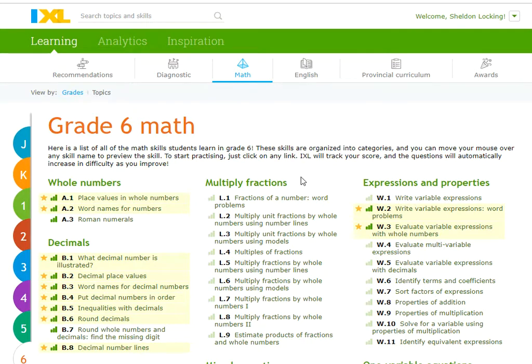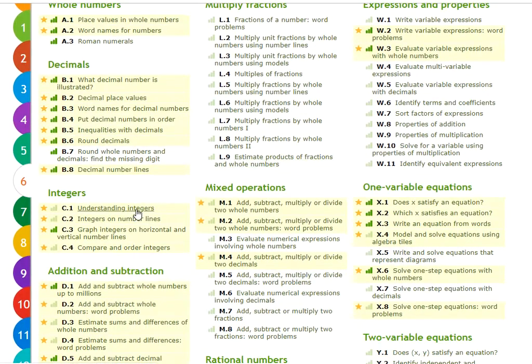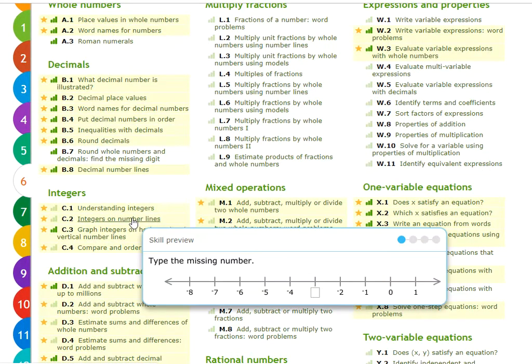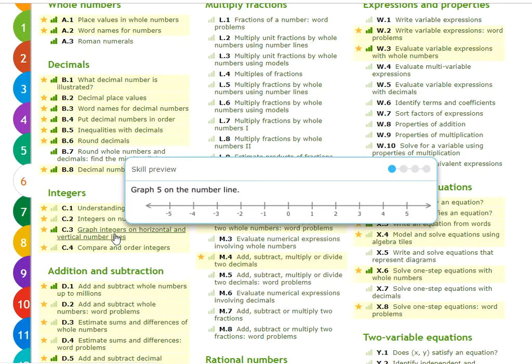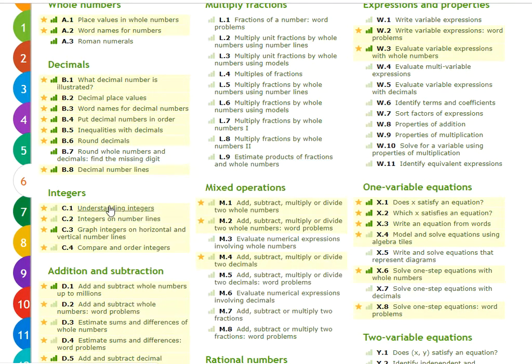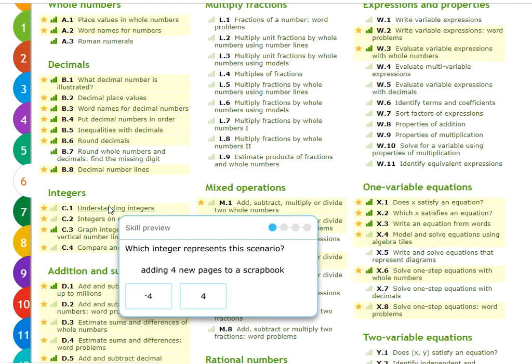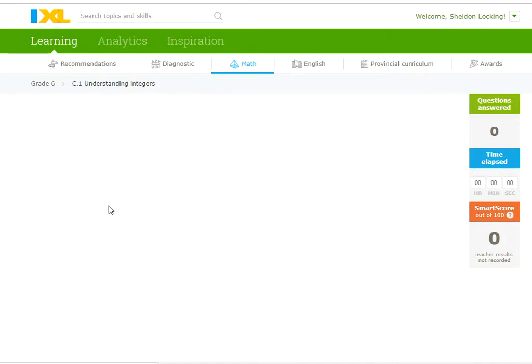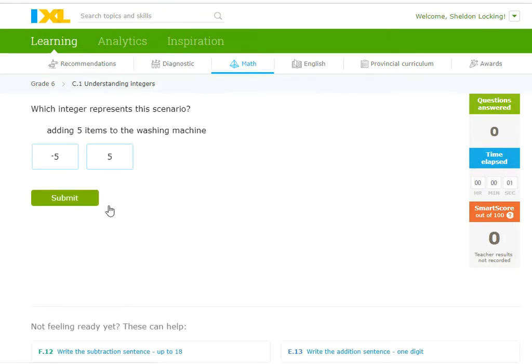At IXL, the skills for integers, there are 4 of them, and they're all grade 6C. There's understanding integers, integers on number lines, graph integers on horizontal and vertical number lines, and comparing and ordering integers. They're all pretty straightforward, I think. It's just the idea that integers can go into negatives that we're trying to realize.